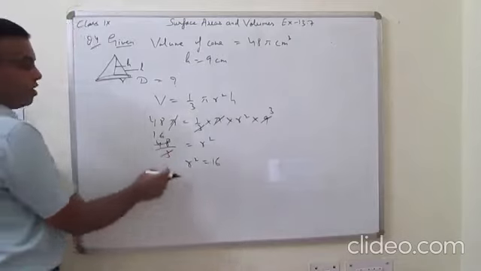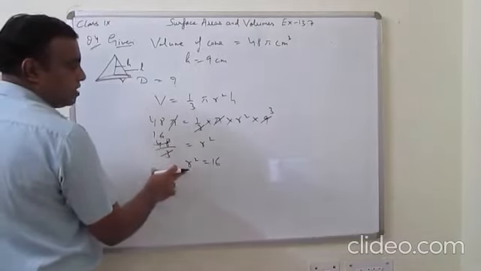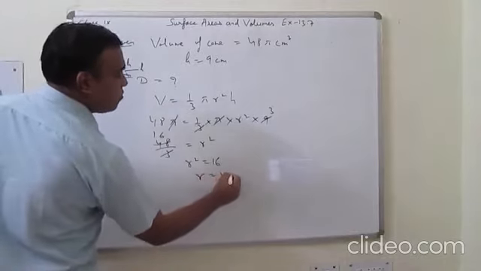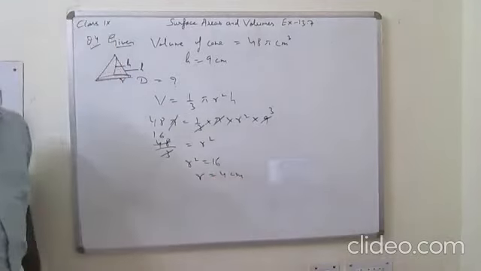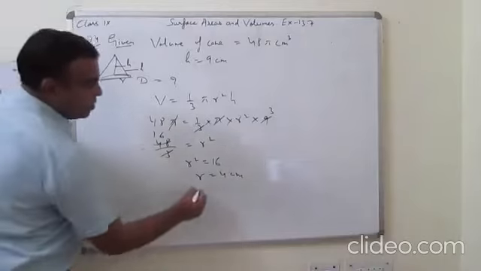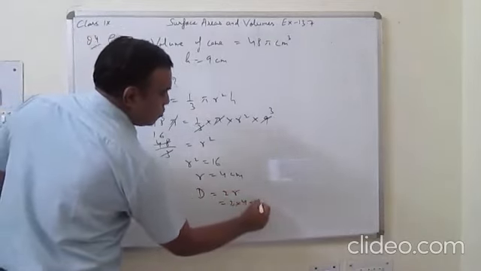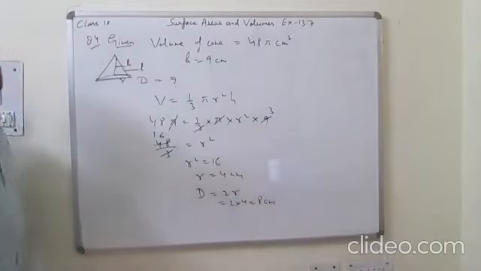There are two values of r, plus 4 and minus 4, but radius is not negative. R is equal to 4 centimeter. So we know that diameter is twice the radius. 2 into 4 is equal to 8 centimeter.